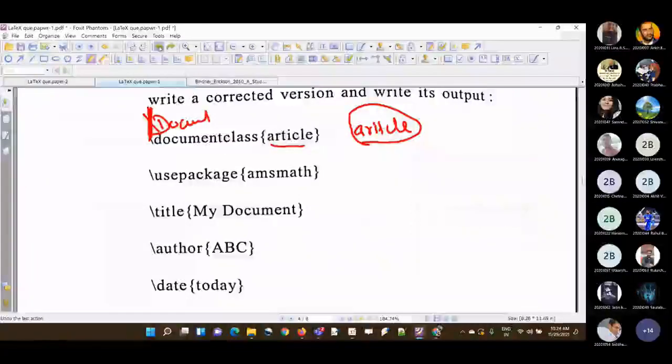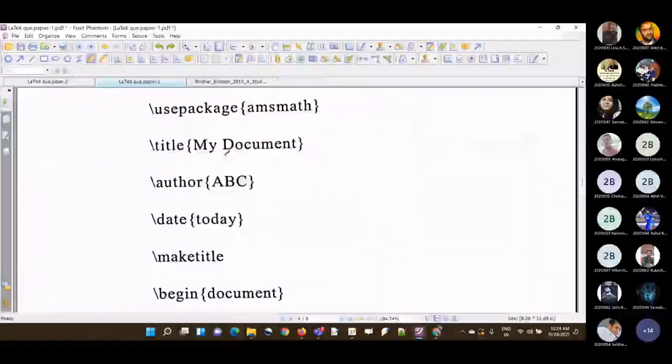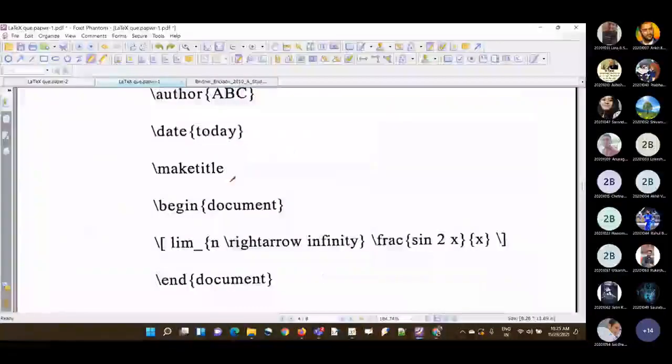But anyway, let us see what are the errors here. Let us start from here. The very first line, document class, and then article is okay. Then use package amsmath, all right. Then title is there, my document. Here, if you are writing caps or small, it doesn't matter because this is going to be displayed as title. Then author is ABC, fine, no problem. Then date today. Then make title. So you write make title where? After begin document or before end document?